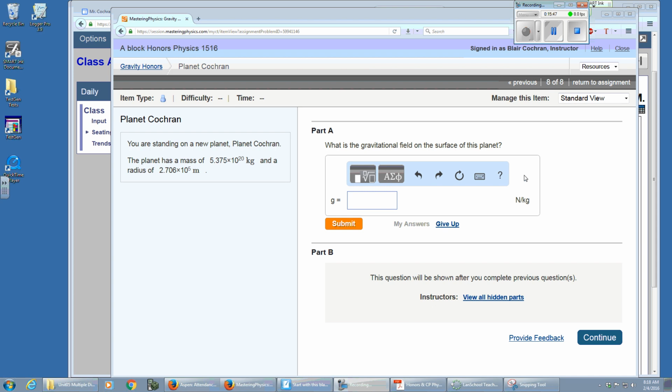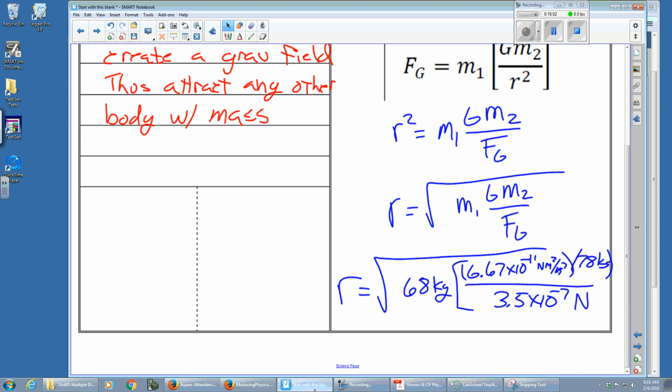All right, so we're moving on to Planet Cochran. Standing on a new planet, Planet Cochran. The planet has a mass of this and a radius of this. What's the gravitational field on the surface of the planet? Why must there be a gravitational field on the surface of the planet?